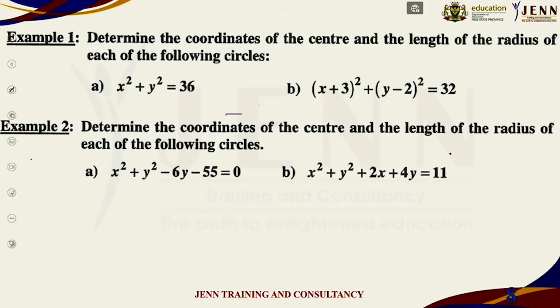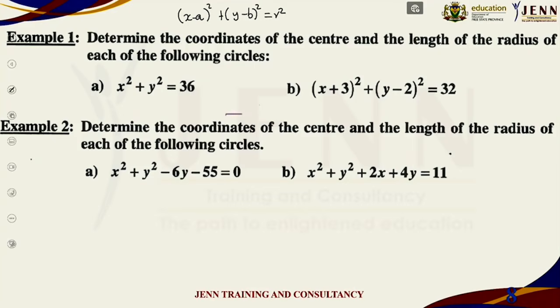The question says we need to determine the coordinates of the center and the length of the radius of each of the following. Let us remember the standard form of the equation of a circle. It should be (x minus a) to the exponent of 2, plus (y minus b) to the exponent of 2, equals r squared. My emphasis: r squared and radius, they are not the same thing. I am still going to dwell much on it.